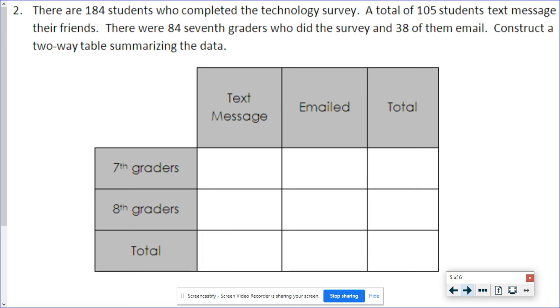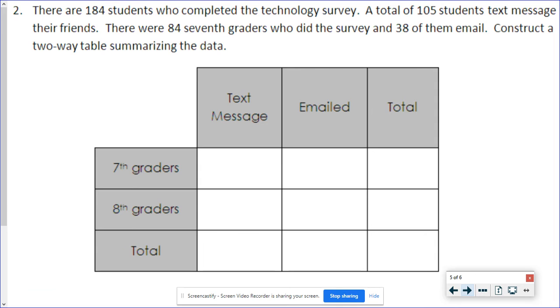In this one, the more challenging kind of problem is when I don't have any of the numbers there for you. You have to be able to read this information and fill in the entire table yourself. There are 184 students who completed this technology survey. This is clearly an old survey. A total of 105 students text messaged their friends, and 84 seventh graders who did the survey, and 38 of them also use email, construct a two-way table.